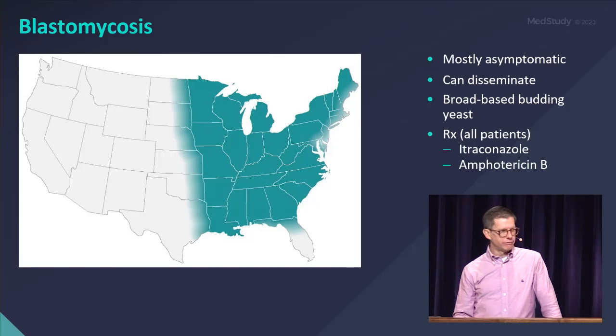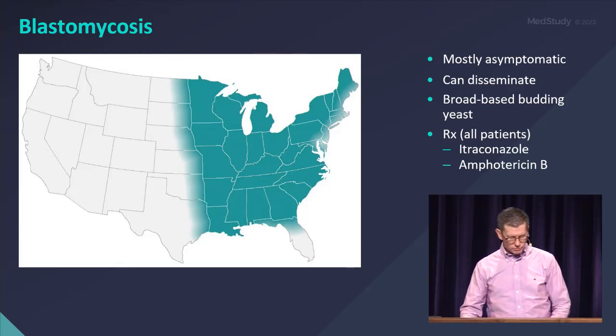A blasto has a very similar geography. These are also mostly asymptomatic but can disseminate. We want to treat all patients who have blastomycosis. So if you're thinking about histoplasmosis, you should be testing for blastomycosis as well. And the treatment is very similar, itraconazole and amphotericin B.